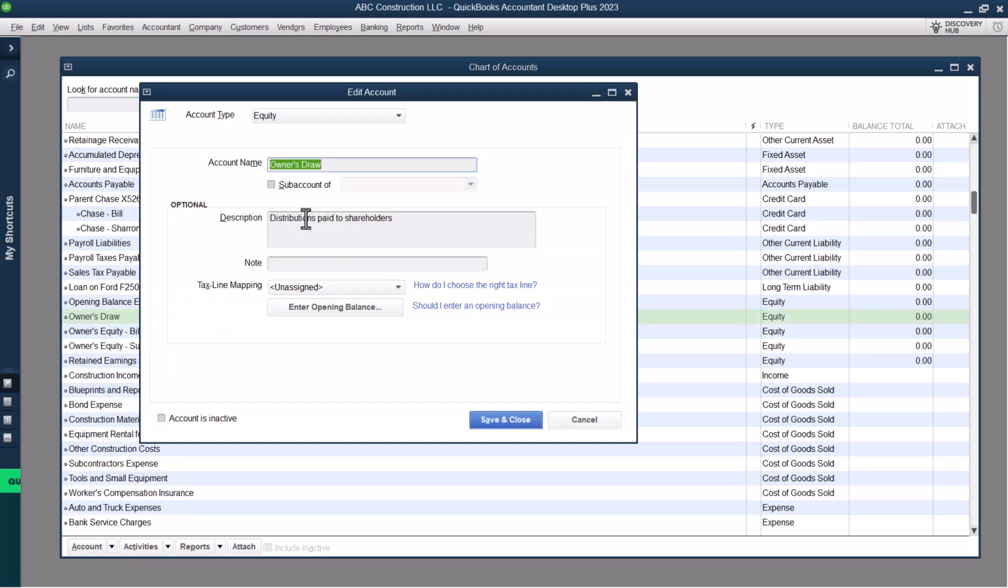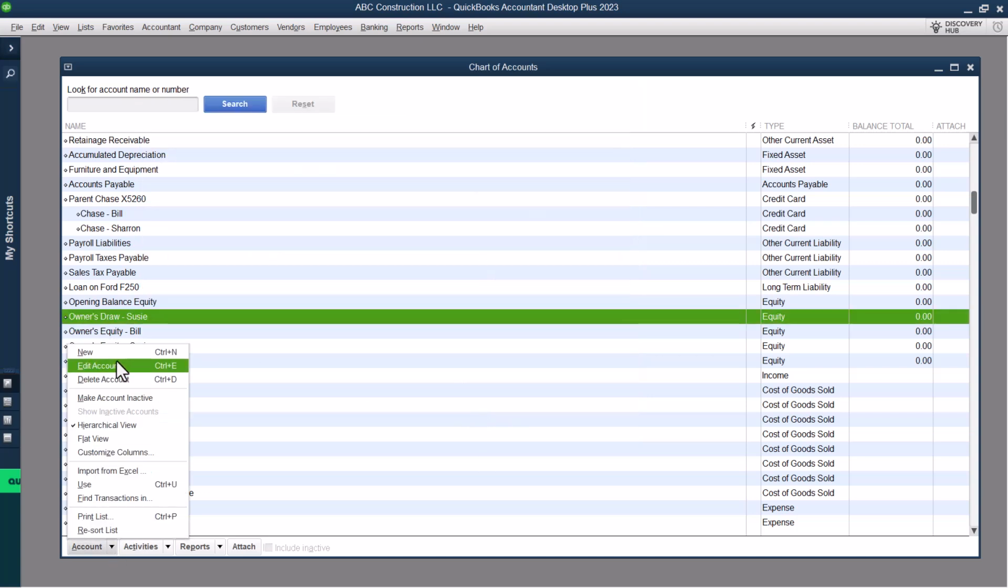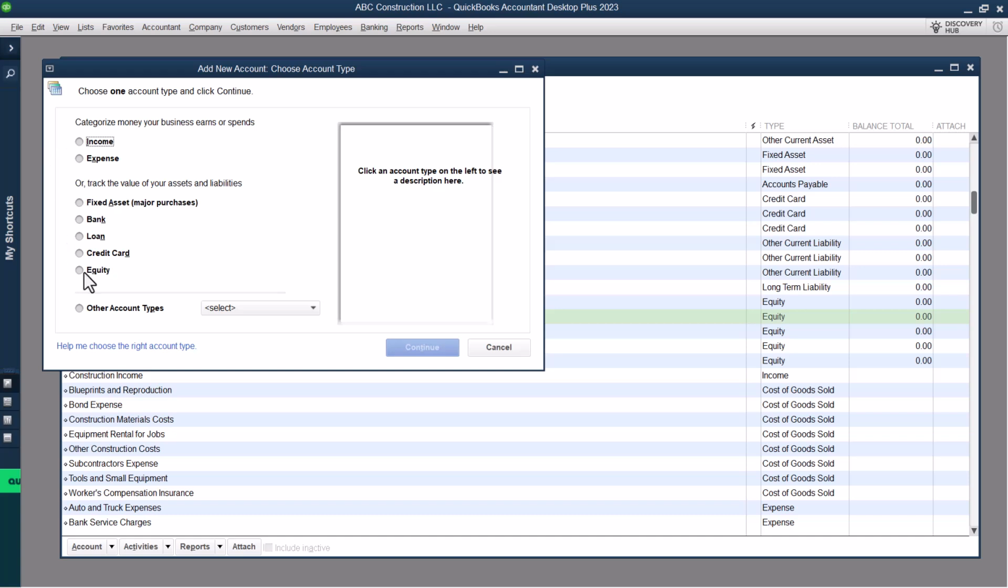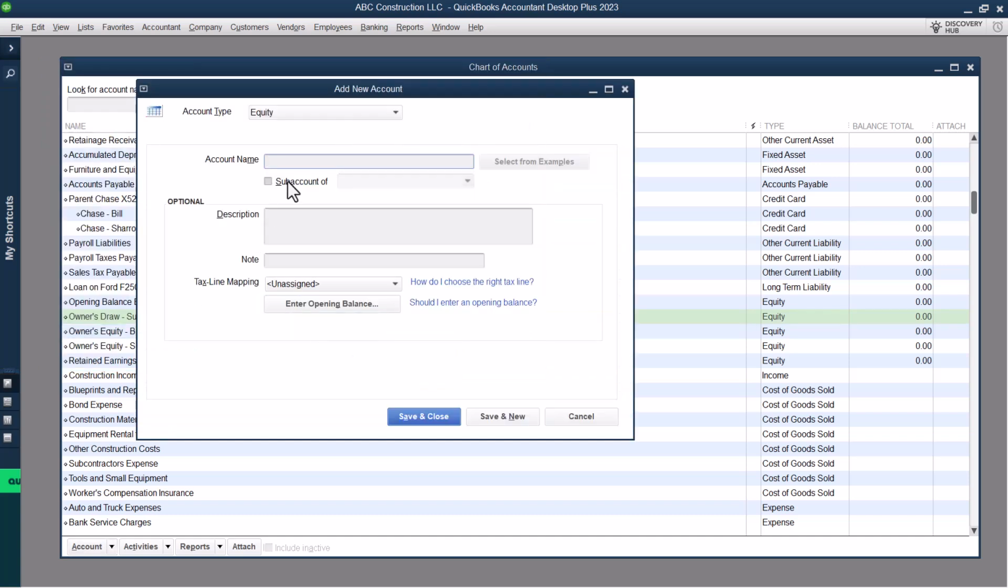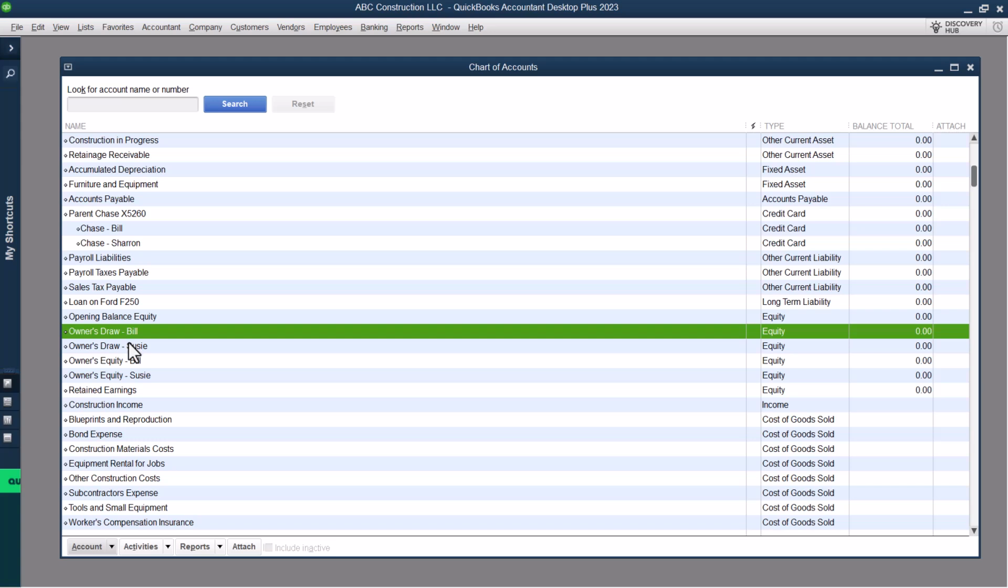And each of these guys is also going to have their own draw account. And you would do this for each partner. So each partner has a draw account. That's for the money that gets paid to them. Each owner is also going to have an owner's equity account.